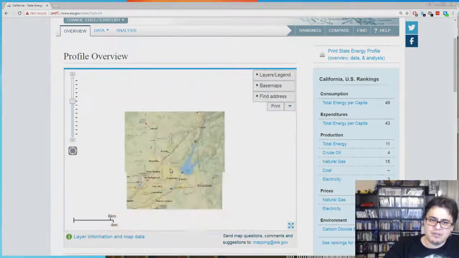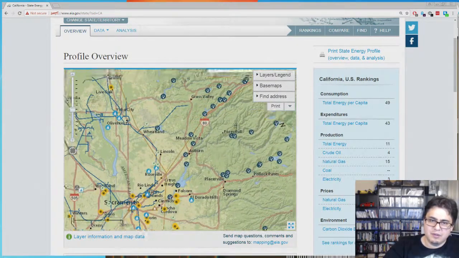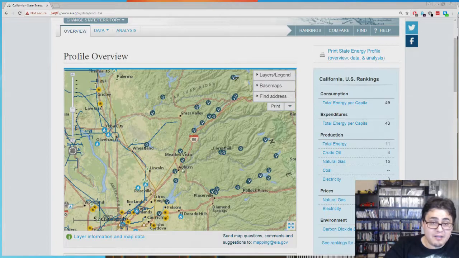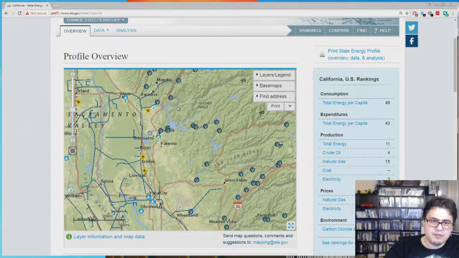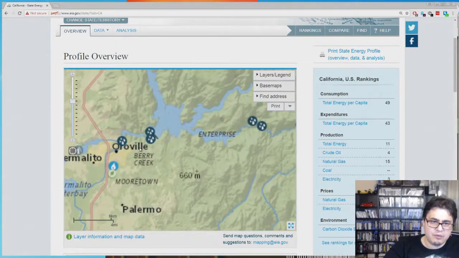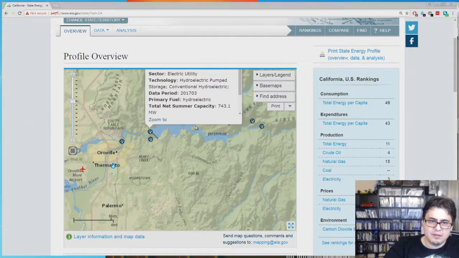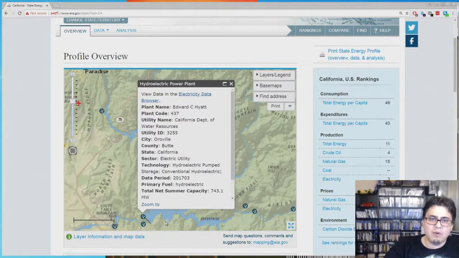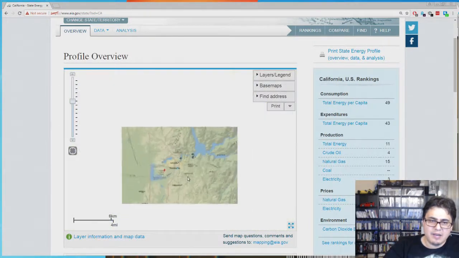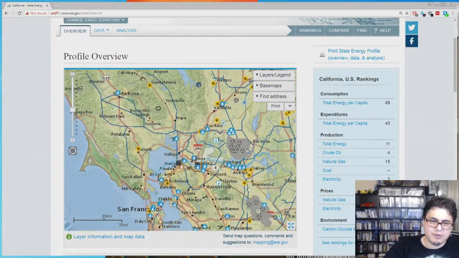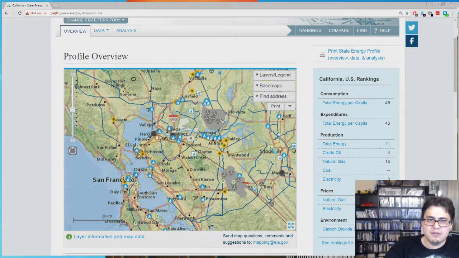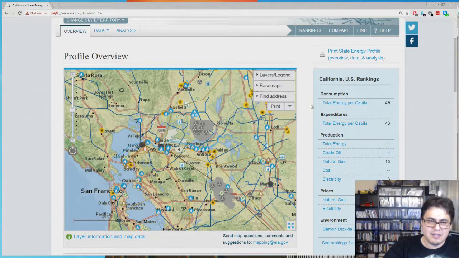It's just pretty interesting. If you're ever curious about how many dams we have, apparently we've got a lot of dams north of Folsom. Up here is probably Oroville. Yeah, Oroville Dam. This is a big one right here, a 731 megawatt plant. And if we go west a little bit, San Francisco's around here. You've got all your wind farms right here. So if you're curious what all the electric sources around us look like, that's what this map is for. It's pretty cool. Check it out.